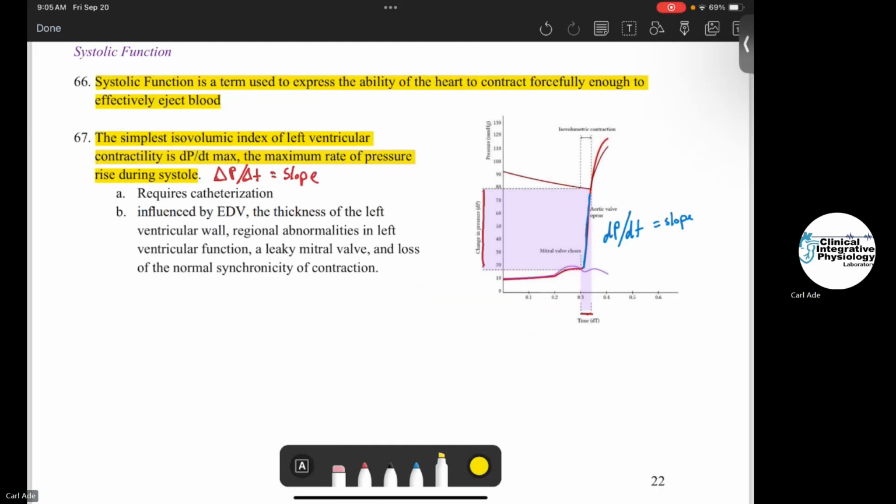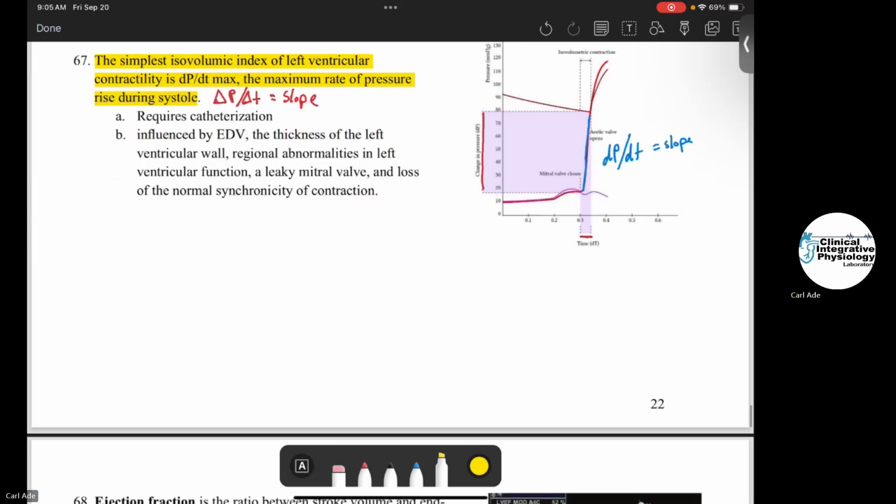And it provides information on how quickly the left ventricle can generate that pressure, generate that force. It's difficult because it does require catheterization, so you need to be in the cath lab, and it's not the perfect scenario because it is influenced by a variety of factors.